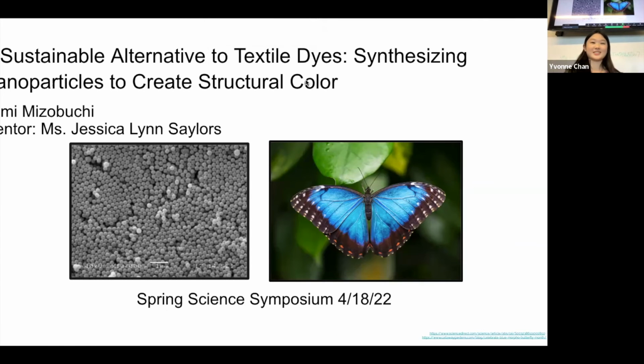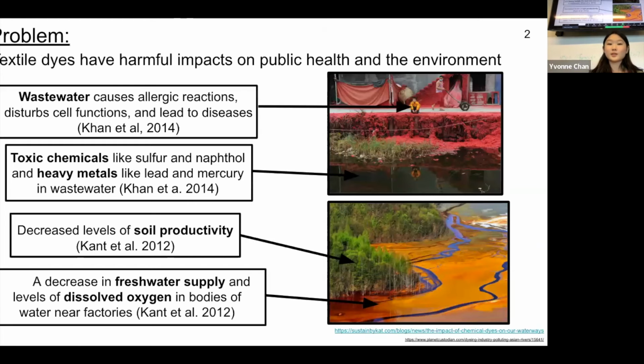Okay, so my research is about synthesizing nanostructures and then spray coating them onto fabric. The purpose of this research is to replace textile dyes because dyes have harmful impacts on people and on the environment. The wastewater that is produced after the dyeing process is drained back into bodies of water, and its toxic chemicals eventually evaporate into the air, causing allergic reactions and disturbing cell functions to people working and living near textile factories.